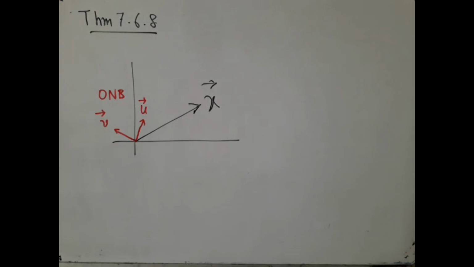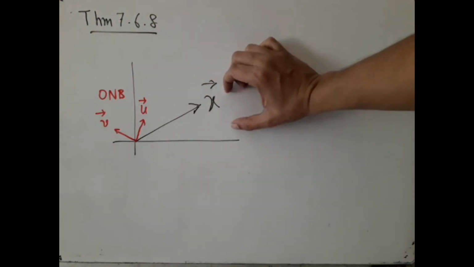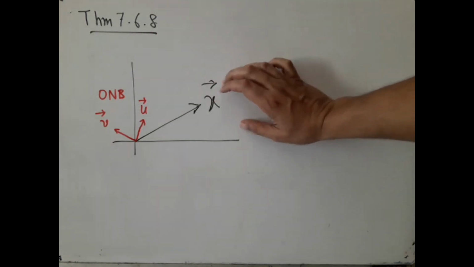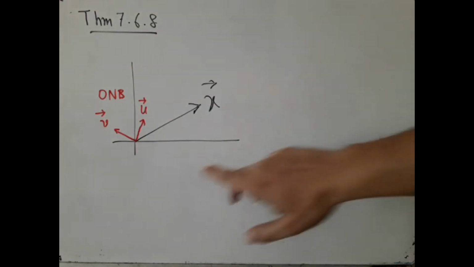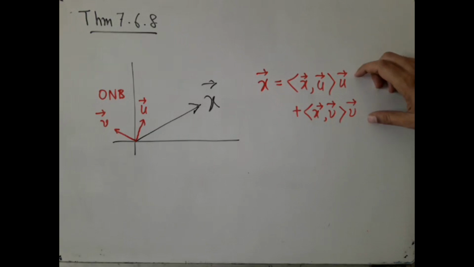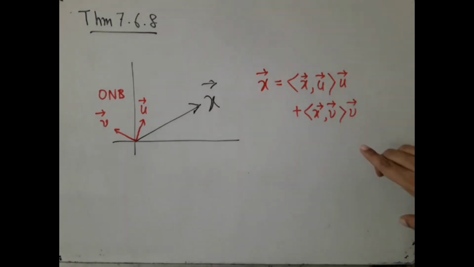So understand that when I am saying I am expressing x in terms of u and v, x itself is given to me in the form x1, x2, which means it is given to me in terms of the canonical orthonormal basis, this vector and that vector. I want to take it to a different orthonormal basis, and we all know that the answer is provided in a very simple way: x is a linear combination of u and v, where the coefficient of u is given by this inner product, and the coefficient of v is given by that inner product.